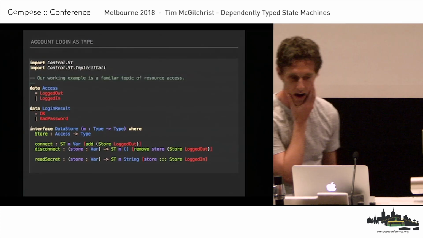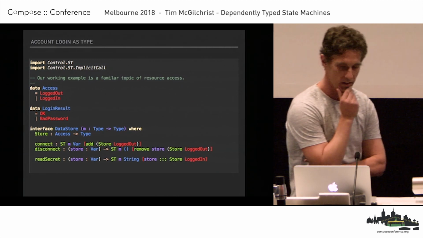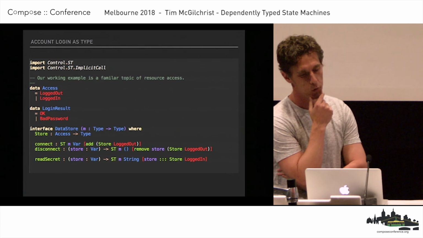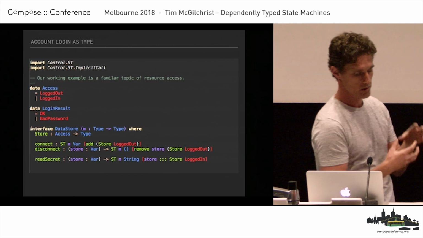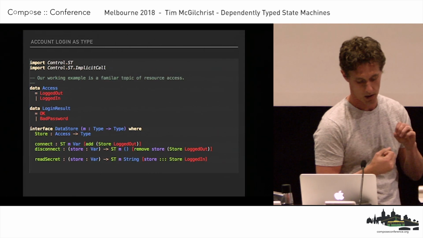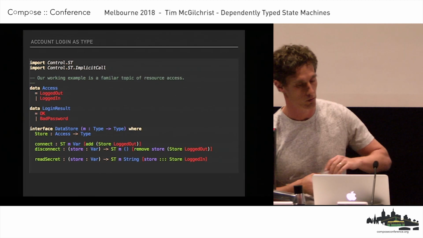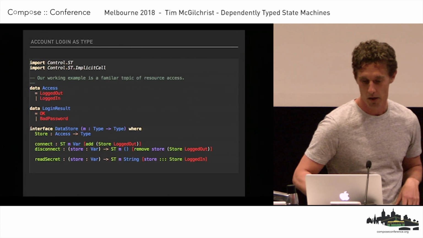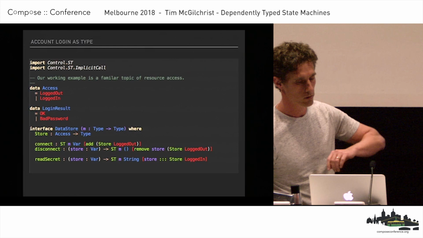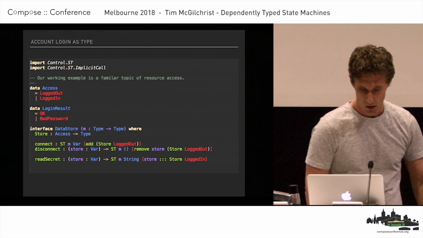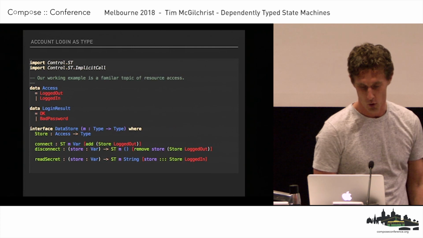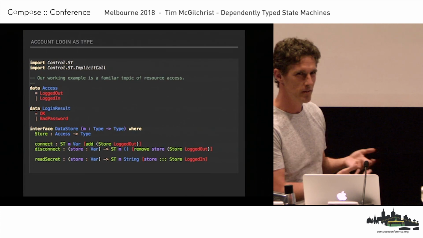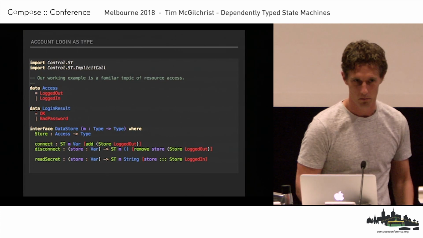And this is our encoding of that particular diagram. So you can see at the top there, we're importing a couple of packages. This state paper introduced a module called control.st. So that includes a lot of the machinery for encoding these. So we can see we've modeled our access, so log in, log out. We've got some sort of data type for the result of whether we've logged in successfully or not. So we've got an OK or a bad password. They should be fairly familiar to people, hopefully.